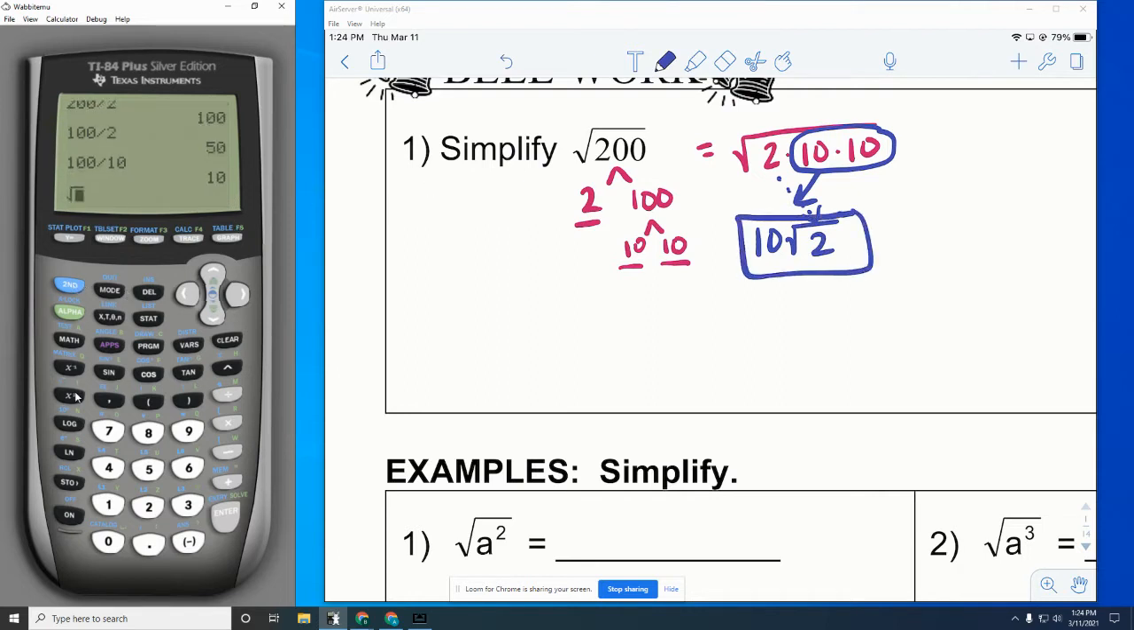To check your work, you can do the square root of 200 and compare the decimals to the answer that you got, and these decimals are the same.